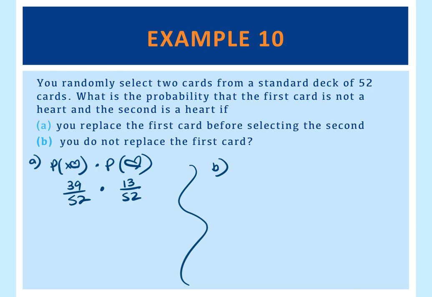Multiply these together, and 13 goes into 52 4 times. And I get 39 over 208.